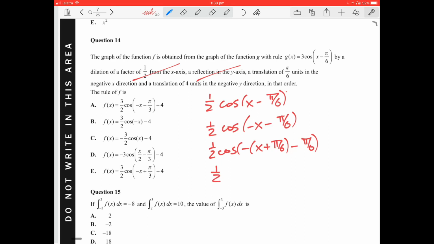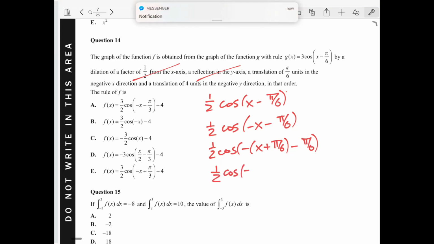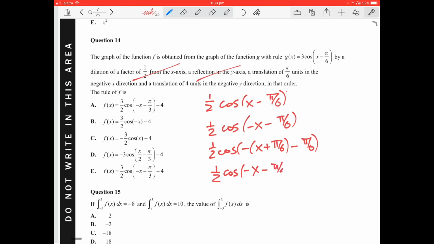Okay, so I've got a half cos negative x minus 2 pi on 6, which is minus pi on 3, and then negative y direction, so minus 4. I forgot the 3 out the front, didn't even see that. So 3 on 2 cos minus x minus pi on 3. 14a looks good to me.